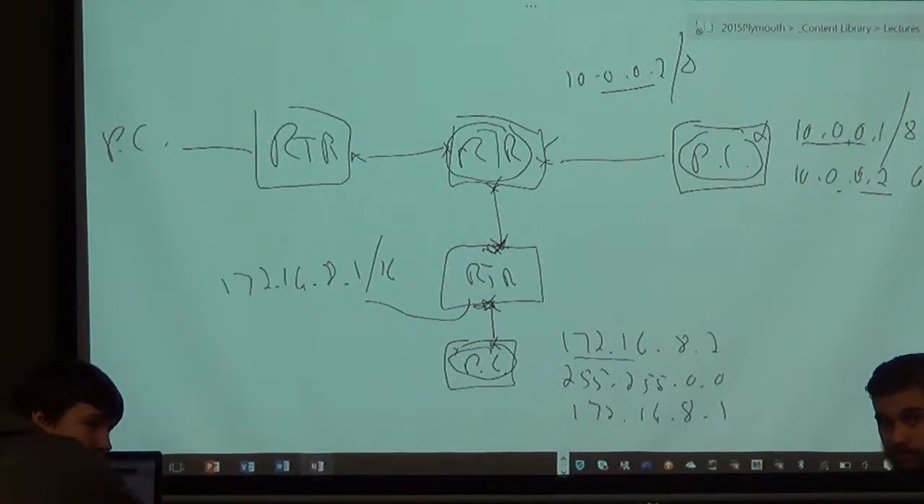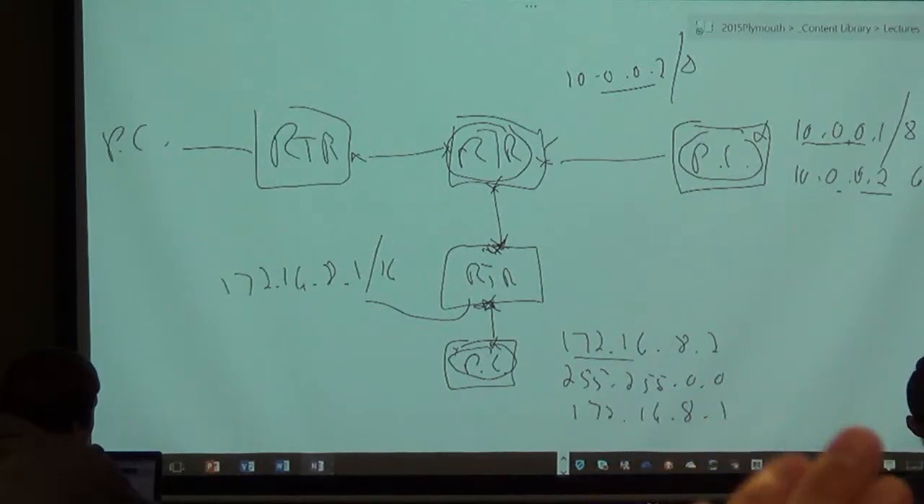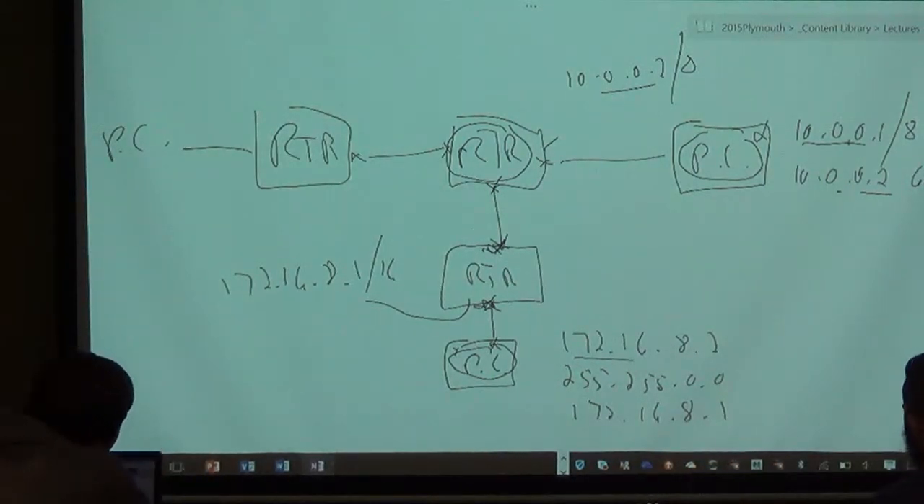Okay, good. All right, as I mentioned before, we're missing some IP addresses. So let's fill in the IP addresses before we go any further. So what is missing? Everybody should have their hands up besides Austin. Yes? We're missing the IP address for the PCs and the routers.